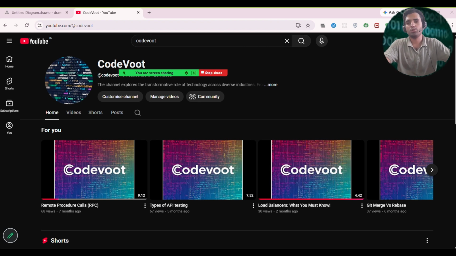CAP theorem, which was introduced by Eric Brewer. Basically, it's a fundamental concept of distributed systems that describes the trade-off between three properties. This theorem basically says a distributed system can guarantee only two out of the three properties. Now, what are those three properties? Let's understand them one by one.